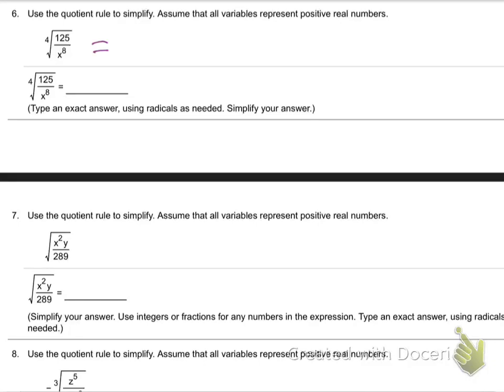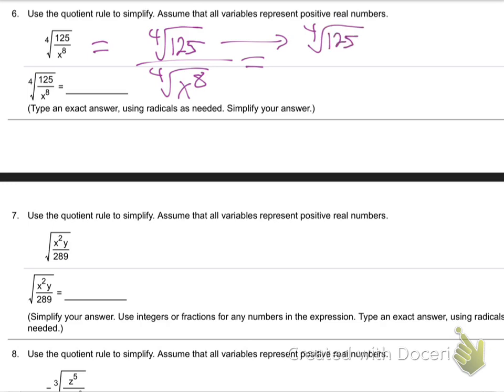Number 6. So again, we put the root on the top and the root on the bottom. And the fourth root of 125, there's nothing you can do with that. You can check your calculator. There's no number times itself 4 times that's 125. That one can't be simplified.